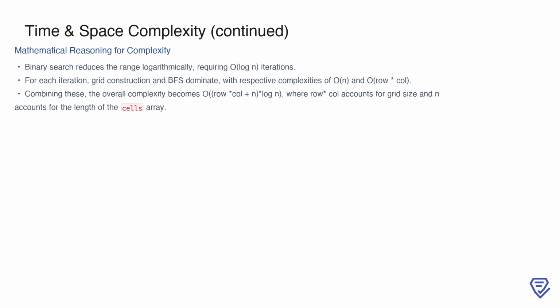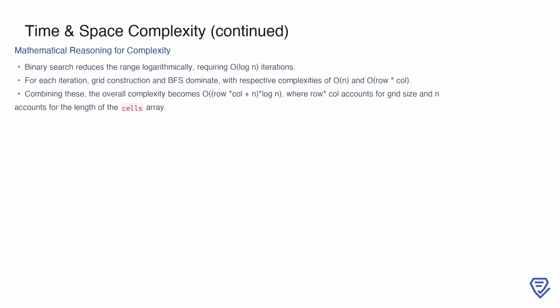To mathematically reason through the complexity, binary search reduces the range logarithmically, which accounts for the O(log n) iterations. For each of these iterations, two key operations dominate the runtime: constructing the grid and performing BFS traversal. Grid construction takes O(n) time because we initialize the grid and update the first day cells, while BFS explores all reachable cells, taking O(row * col) in the worst case.